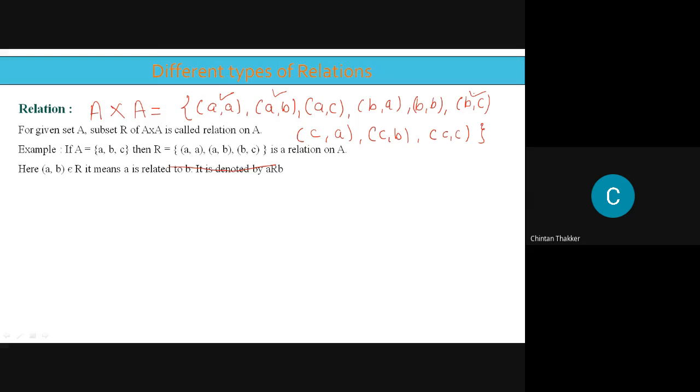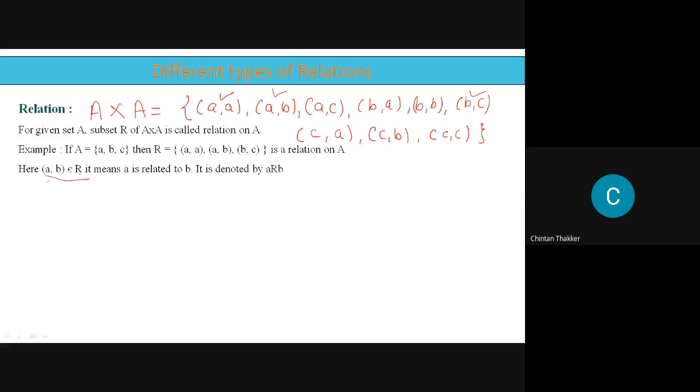We take 2 more examples here, but before that, first we take this notation. See here, (A, B) belongs to R. That means we say that A is related to B. It is also written as A R B. A R B means A is related to B.